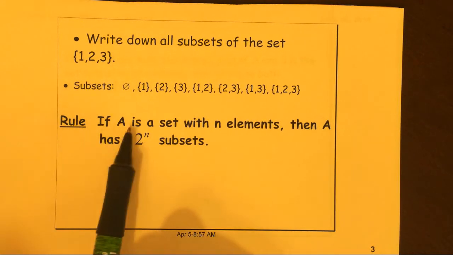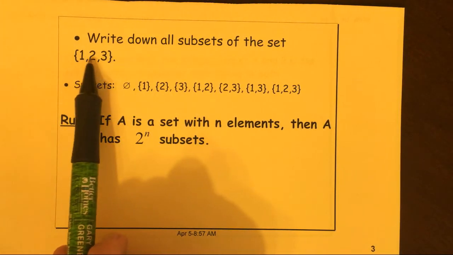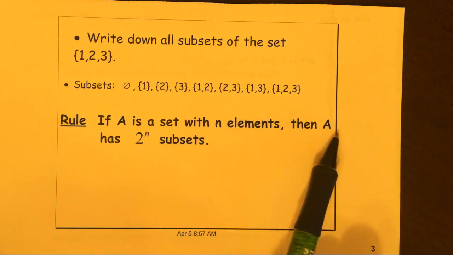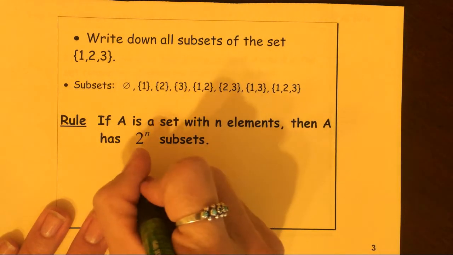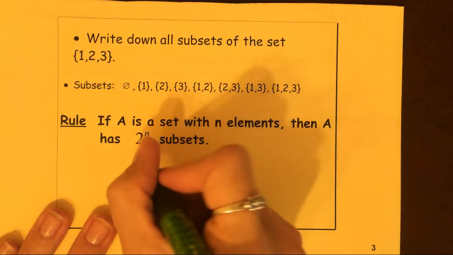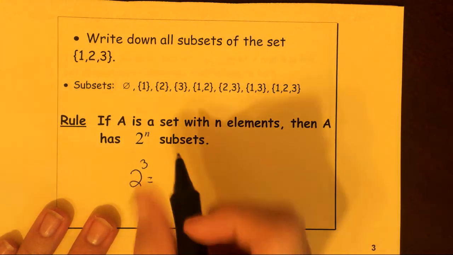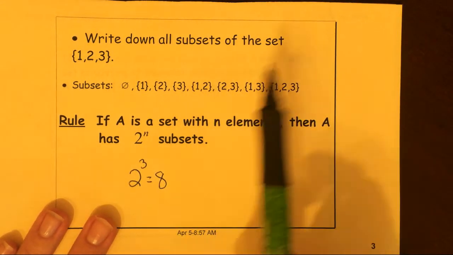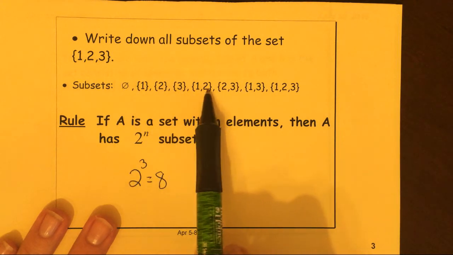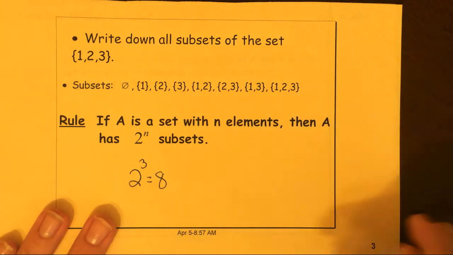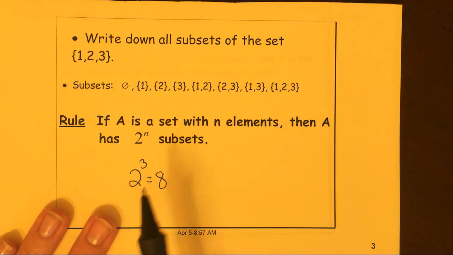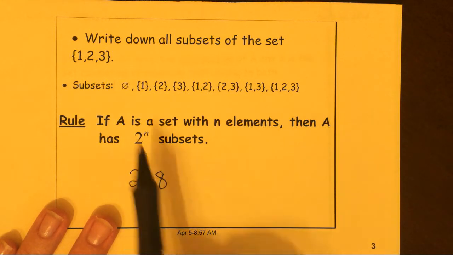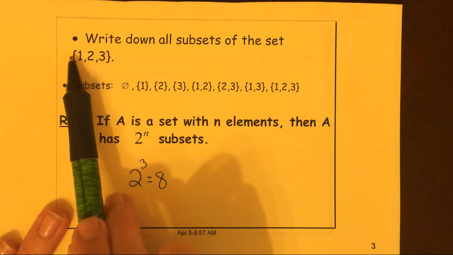And the rule says, if A is a set with n elements, 1, 2, 3, there are 3 elements, then A has 2 to the n subsets. So this means 2 to the number of elements, 2 to the third. So it means that I should have 8 total subsets. Well, let's see if we do. 1, 2, 3, 4, 5, 6, 7, 8. I do. So this is a set. These are the subsets. And I know anytime I'm trying to find the number of subsets, I do 2 to the n power. And n is the number of elements inside the set.